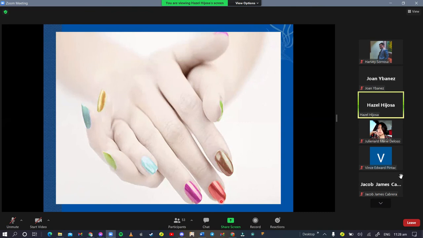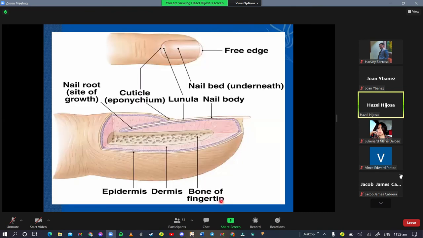Okay, so next we have the nails. I'll just make this fast. So for the nails, this is a cornified plate that covers the dorsal surface of the distal phalanges of the fingers and the toes. So this is made up of keratinized dead cells of hard keratin type.